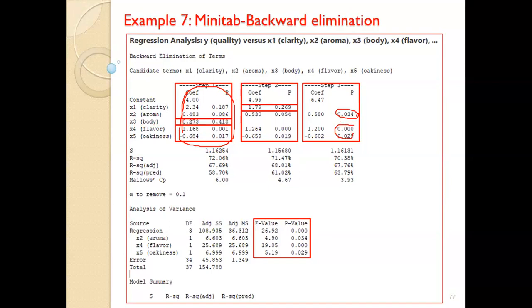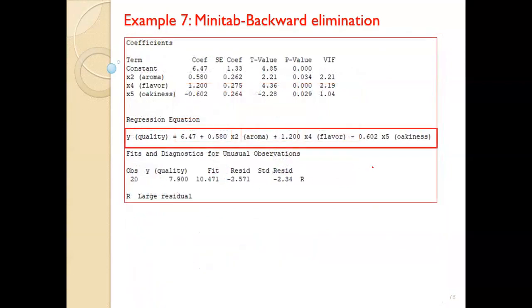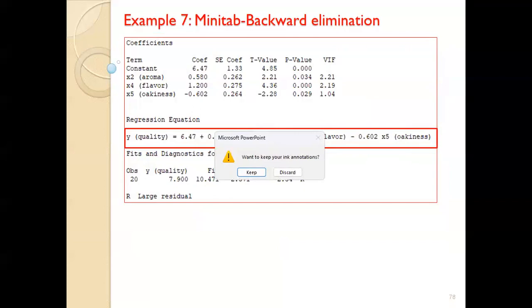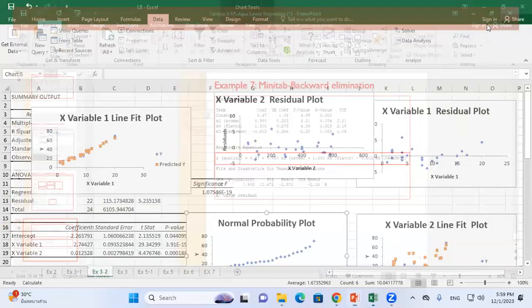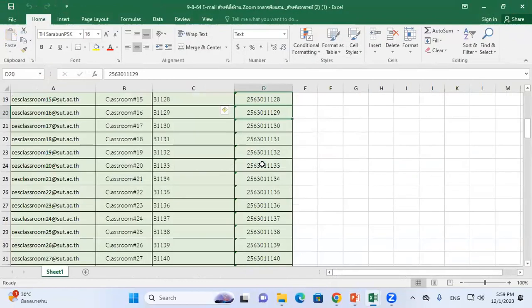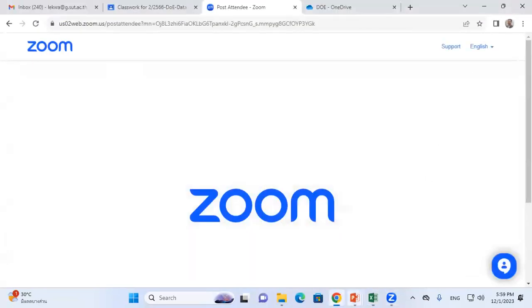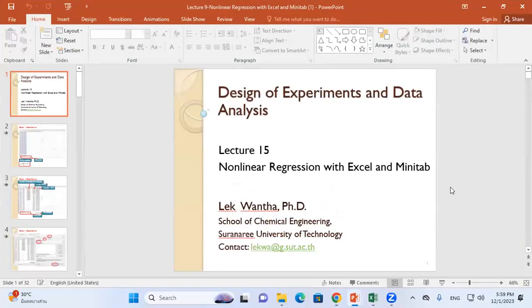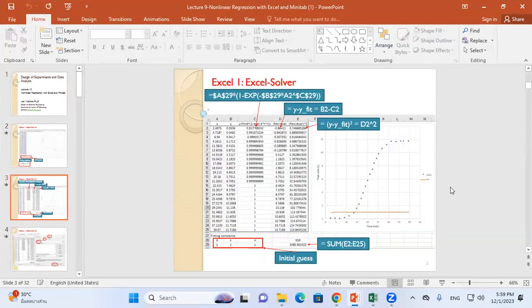Only aroma, flavor, and oakiness affect the quality of wine. Okay, maybe I will show you some techniques in Minitab next week, and also next week I will introduce you to the non-linear. If you don't want to transform from linear to non-linear, you can use non-linear fitting in Excel and Minitab. In Excel, I will follow with the Solver. But in Minitab, we also have non-linear regression. I will show you this next week.